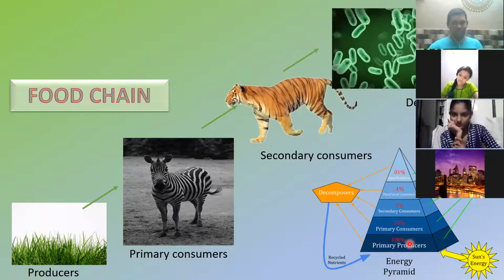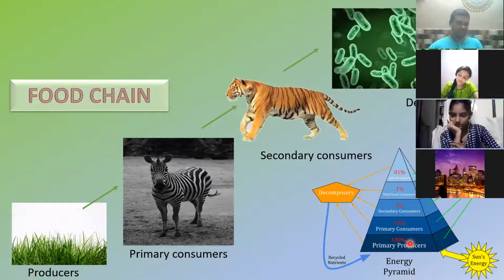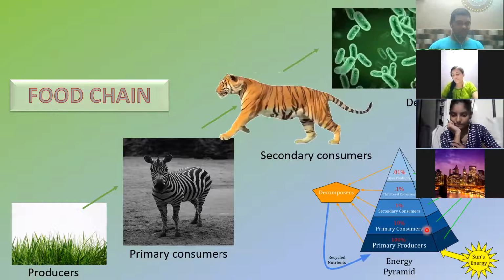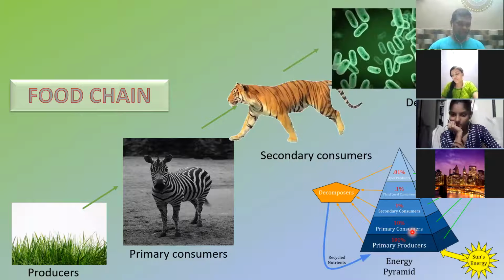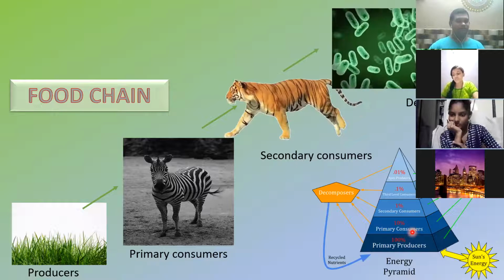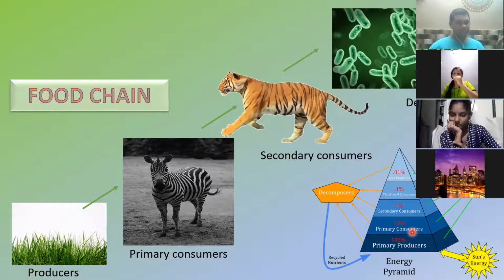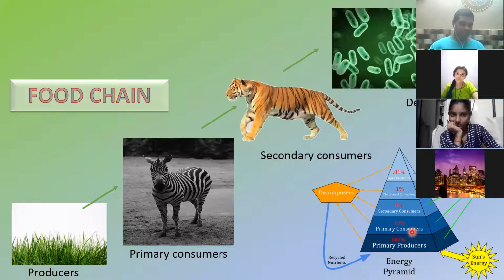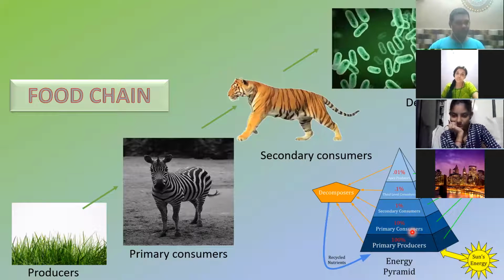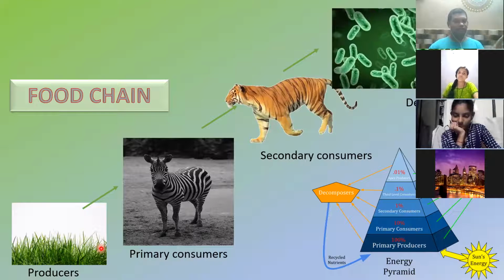So you can see from one trophic level to the next, from the producers to the consumers, the amount of energy transferred is only about 10%. Remember this number. There is a law proposed by Lindemann, called the 10% law. It means from one trophic level to the other, only about 10% of the energy is transferred.